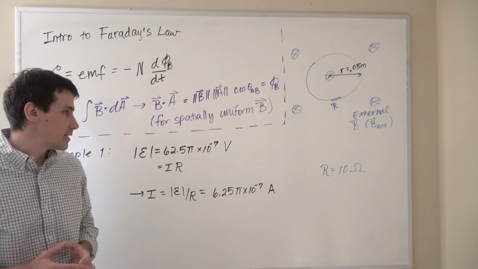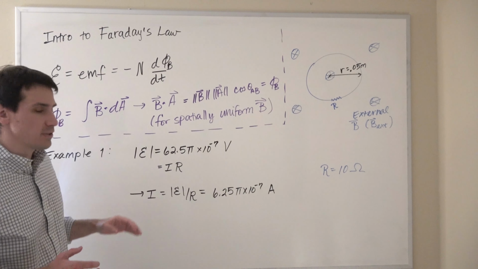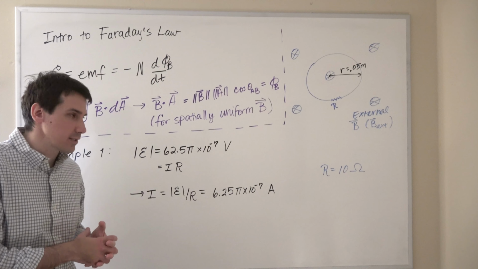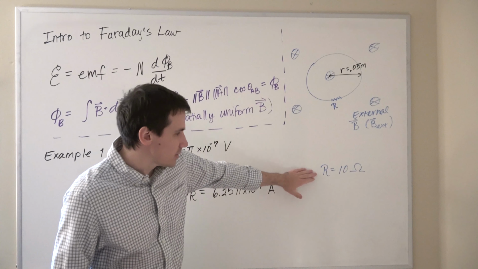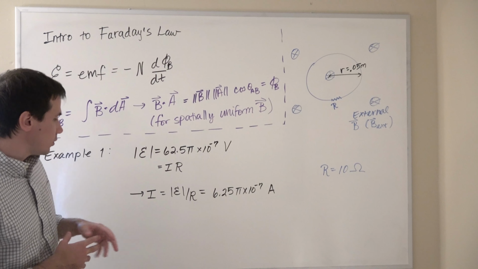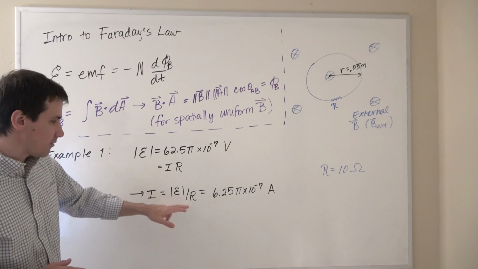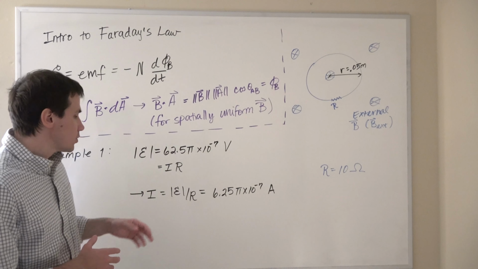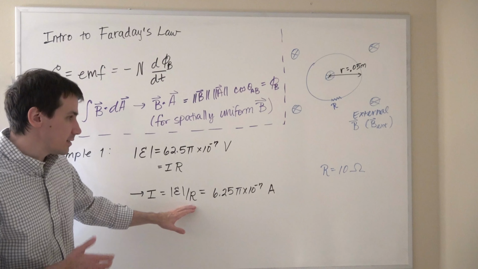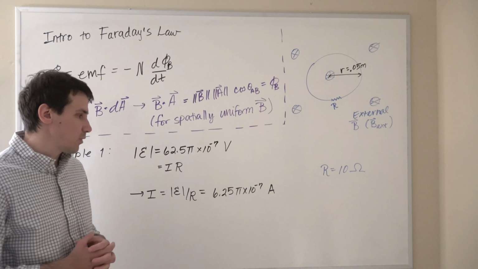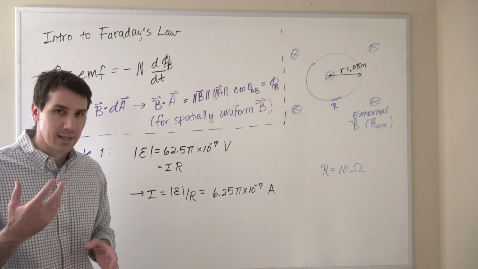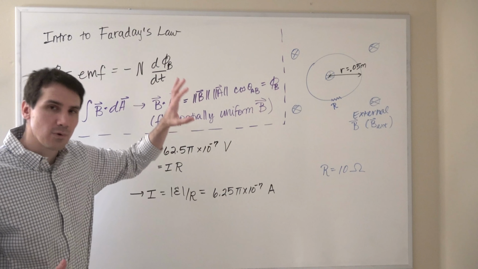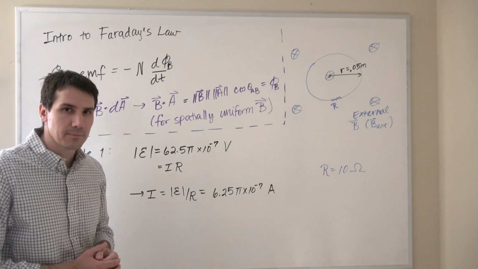As a final piece of this example, we can now use our EMF to find the current that would flow through the loop during this change in flux. So if our loop has a resistance of 10 ohms, we can use our equation current equals EMF over R, which is just an Ohm's law equation where we replaced voltage with EMF. So we get our EMF divided by 10 ohms, which leads to 6.25 times 10 to the negative 7th amps as the current that would flow through the loop during this time when the magnetic field is changing.